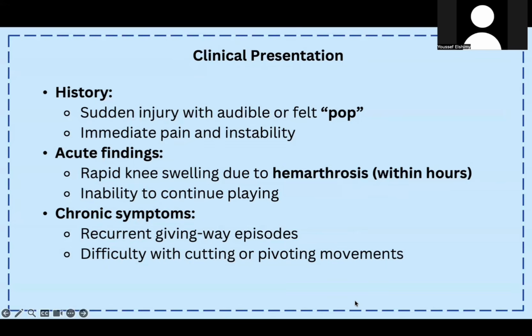This happens because the ACL is well vascularized, so when it ruptures, it leads to rapid accumulation of blood in the joint. As a result of the pain, swelling, and instability, patients are usually unable to continue playing or bearing weight. And with time, especially if the injury is not treated appropriately, patients may experience repeated episodes where the knee gives way during everyday activities or sports, and this increases the risk of further damage.